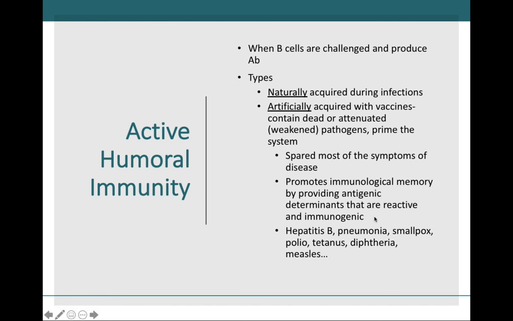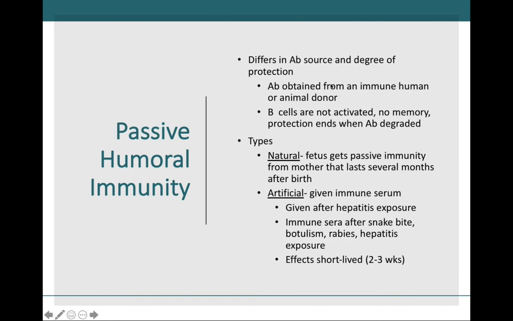Many very dangerous bugs have either been eradicated or nearly eradicated thanks to the use of vaccines. So while our B cells are still challenged with artificially acquired active humoral immunity, since we are giving the vaccine of our own accord, we classify this as artificially acquired. So active humoral immunity in sum is when our B cells are encountering an antigen and eventually producing the antibodies and in turn producing memory cells. Passive humoral immunity does not challenge the B cells and therefore does not promote immunological memory.